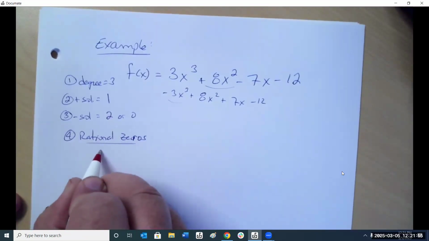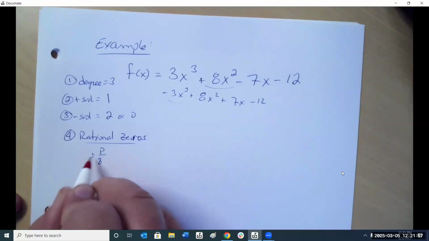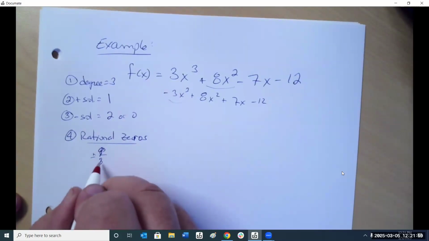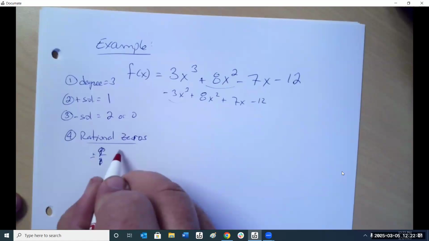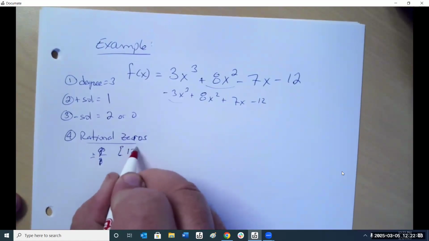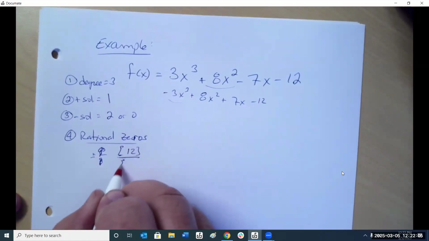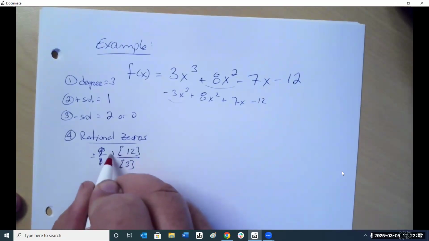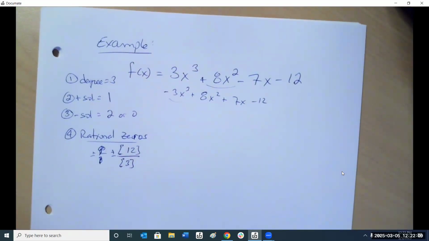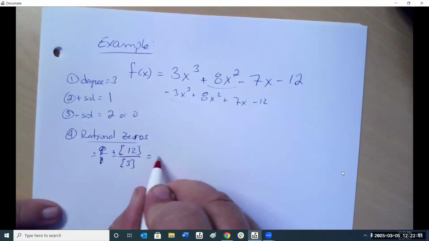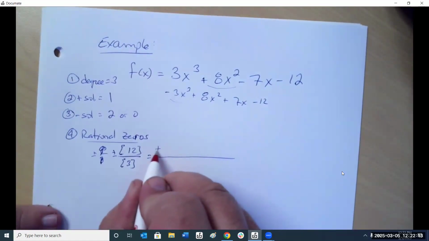The rational zeros are q over p, I should say. So it's 12 over 3 plus or minus. So what are the possible factors of 12?